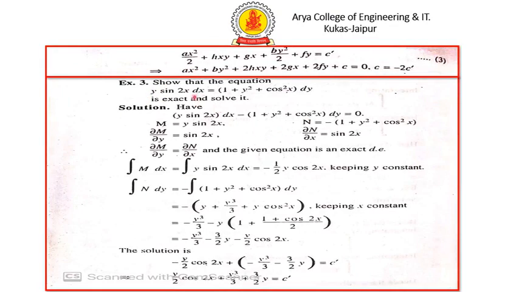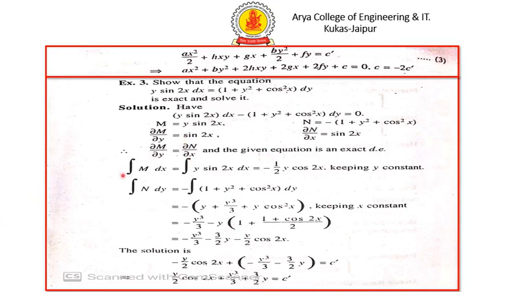Next question. Show that the equation y sin 2x dx equals (1 plus y square plus cos square x) dy is exact and solve it. First, we take the coefficient of dx as M and the coefficient of dy as N. Then we rearrange the equation in the form M dx plus N dy equals 0. We first calculate del M upon del y and del N upon del x. Here del M upon del y equals del N upon del x, so the equation is an exact differential equation.